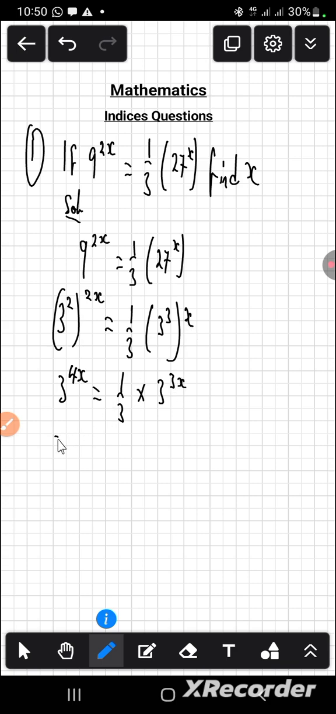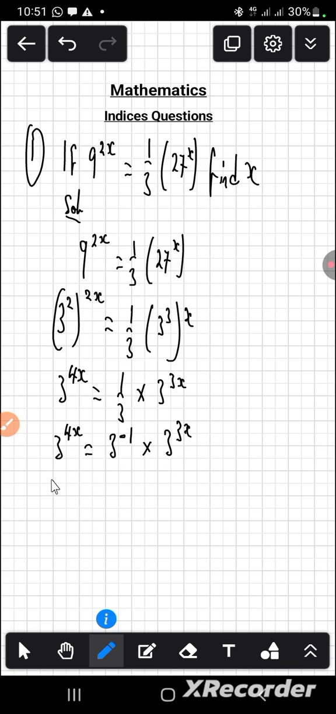Now let's still express it more to be linear. Equals to this 1 over 3. In indices, the reciprocal of anything is the same thing as that denominator to the power minus 1. Now multiplied by this 3 power 3x. Now indices is telling us when you are having the same numbers, as in the same integers, pick one of them. If it is multiplication between them, add their powers. If it is division, subtract their powers.